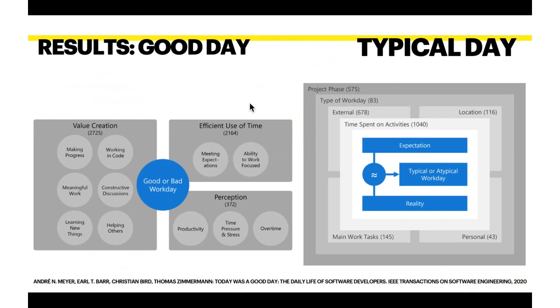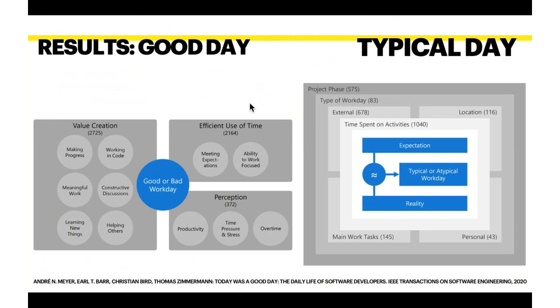So if you expect to spend the entire day on programming, but you only have meetings, then this day will be atypical. But of course, in its turn, how much time you spend on what activity depends on your primary work tasks, on your private life, on your location, because people at different locations have different issues, different tasks, and so on and so forth, all the way to the project phase. Because of course, at different project phases, we have different types of working days.